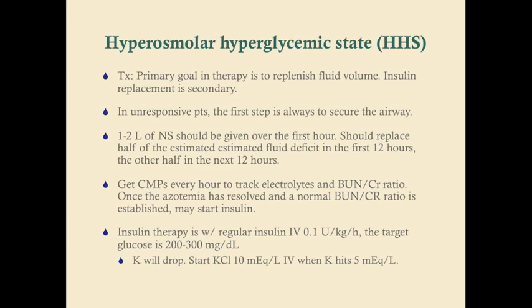Just like in DKA, you're going to want to monitor your potassium while you're giving insulin, because insulin causes the blood potassium to drop. And the insulin therapy, just like in DKA, is regular insulin. It's 0.1 units per kilogram per hour, and we're going to target a glucose between 200 and 300 milligrams per deciliter. At that point, the patient can be brought back onto their oral therapy. So remember that the potassium will drop, and oftentimes it will hit 5 milliequivalents per liter before you get back down to 300.